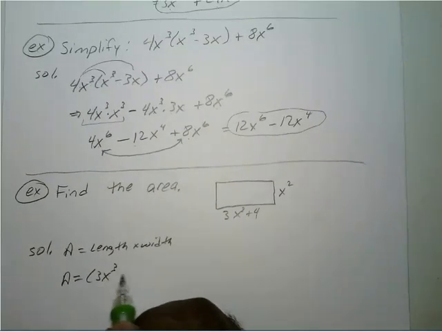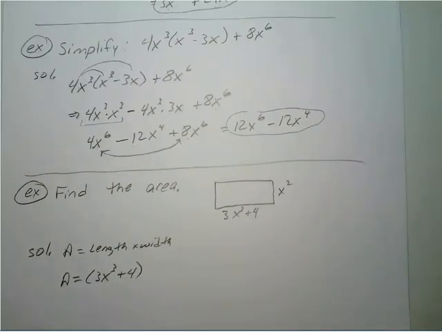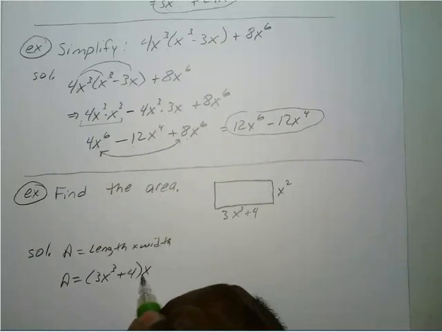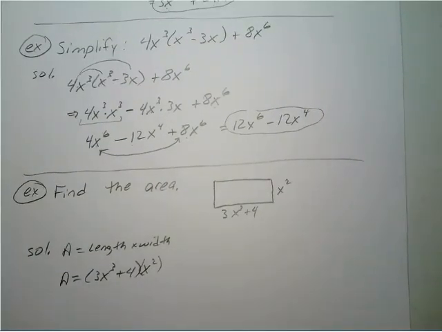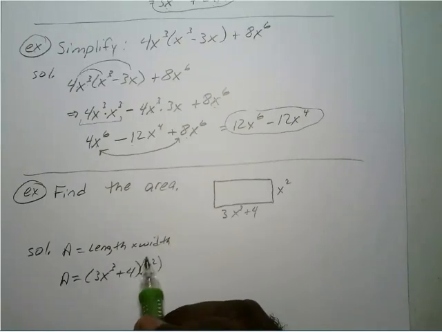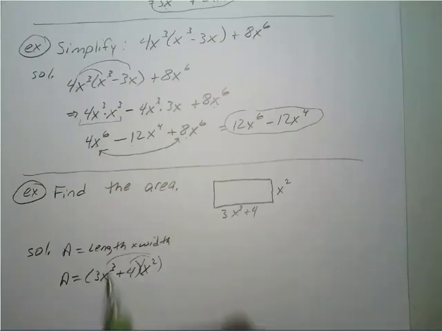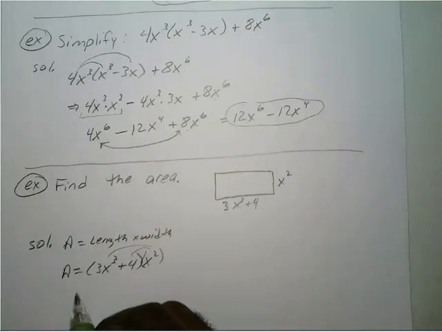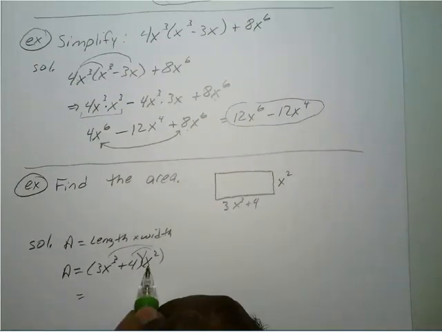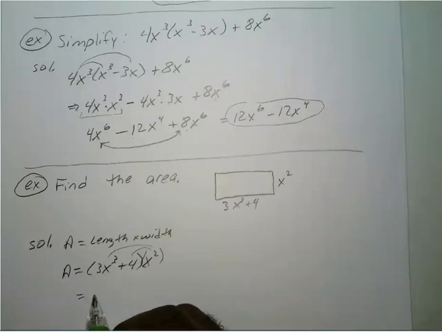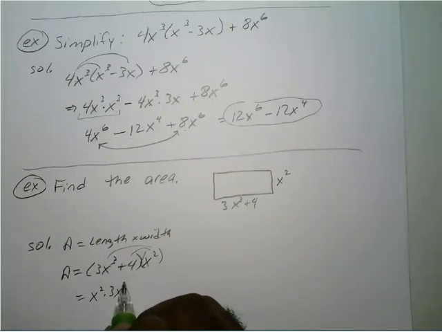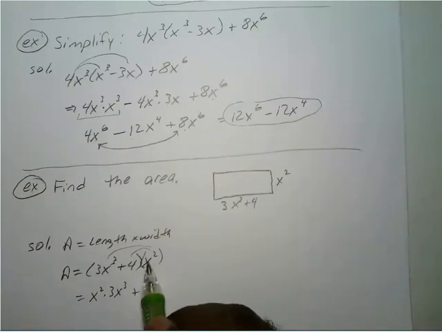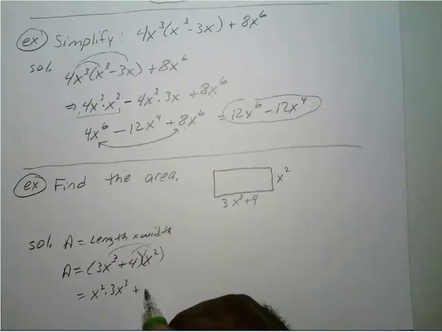3x to the third plus 4 times x squared. Okay, we can go ahead and just distribute that x squared. So it's going to be x squared times 3x to the third plus x squared times 4.